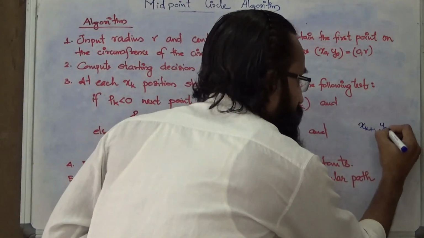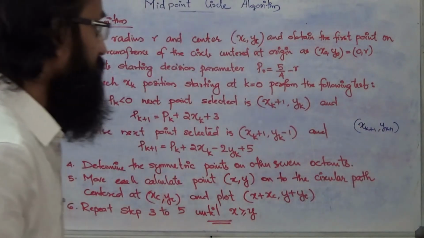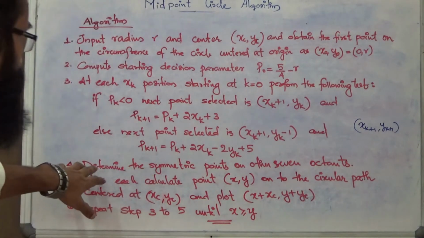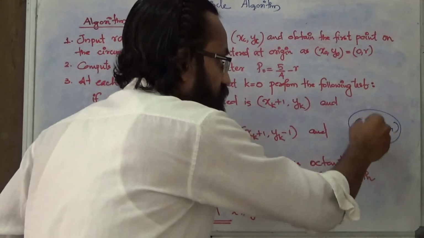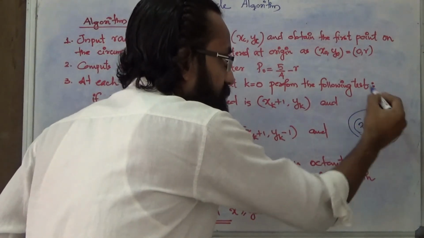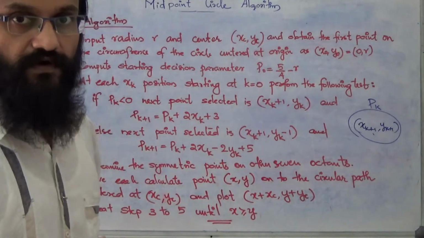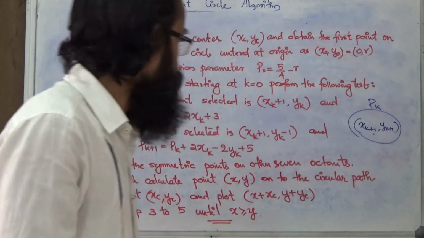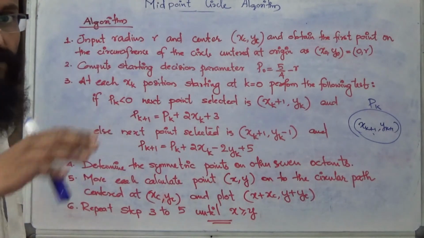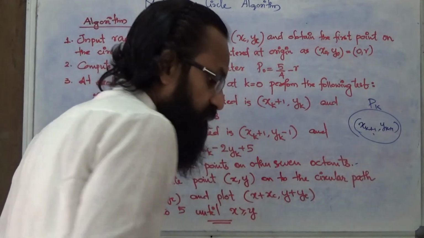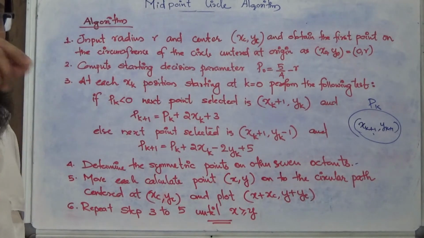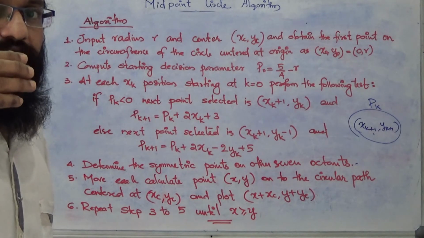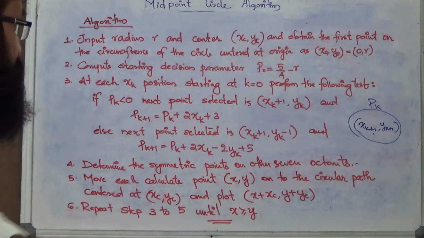So after computing the new point xk plus 1, yk plus 1 based on the decision parameter pk, you have to determine the symmetric points. So based on the decision parameter pk, you are computing the k plus 1th point. After computing the k plus 1 point, that is xk plus 1, yk plus 1, you have to determine the symmetric points on the other 7 octants. So we will be dealing with the first octant, and from there you are only computing points on that particular octant only, and you have to determine the symmetric points on the other 7 octants.